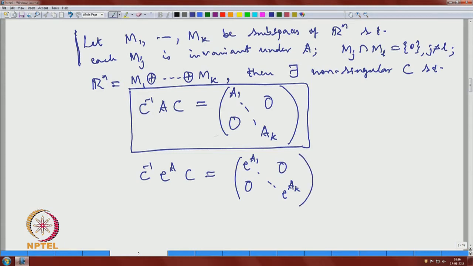Once the matrix is block diagonal, its exponential is very easily computed, and now we proceed to find some special subspaces of Rn which are related to A and which satisfy this hypothesis, so that we have a block matrix which is similar to A. Okay, so that is our next theorem.